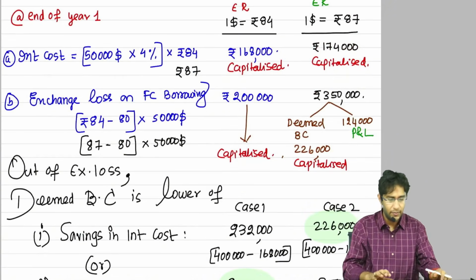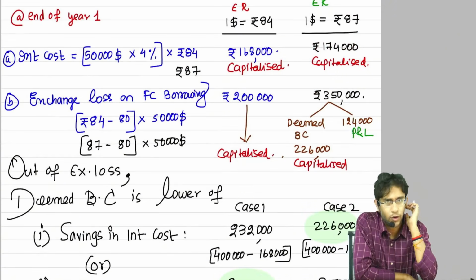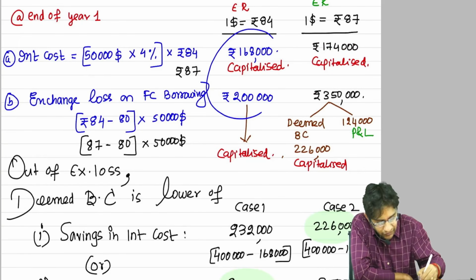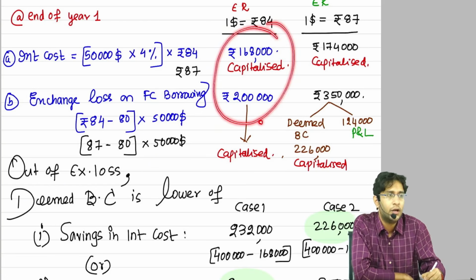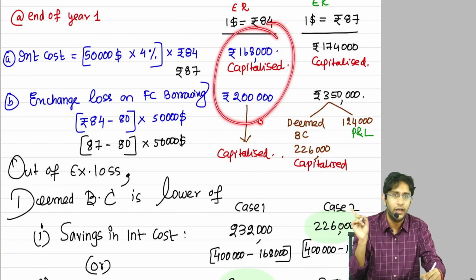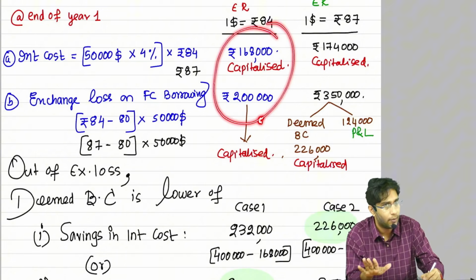Remember, sir, basic common sense. When you make a foreign currency borrowing, you will have two expenses overall. One is interest, one is exchange loss. Count both of them. First case, count both of them. 1,68,000 plus 2 lakhs, totally 3,68,000. Had you borrowed in India, your cost would have been how much? 4 lakhs. I would have allowed you to capitalize the entire 4 lakhs. No, capitalize the entire 3,68,000. I don't have a problem.